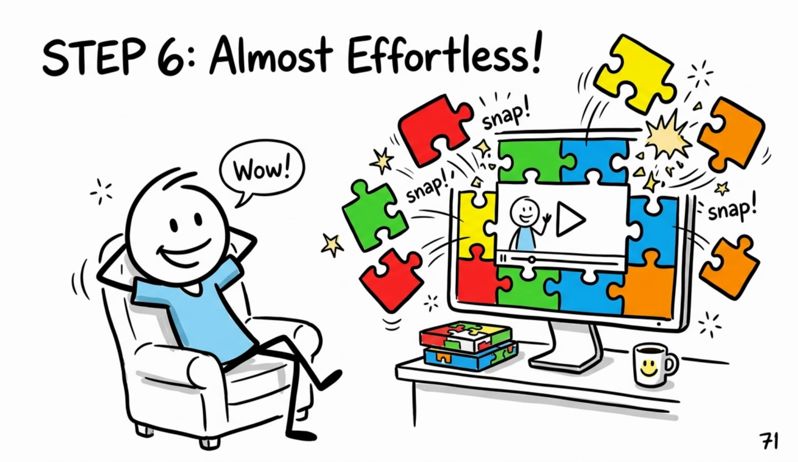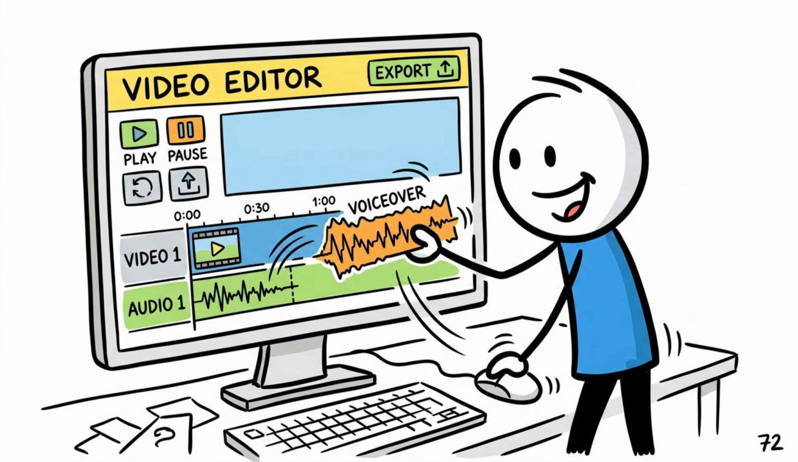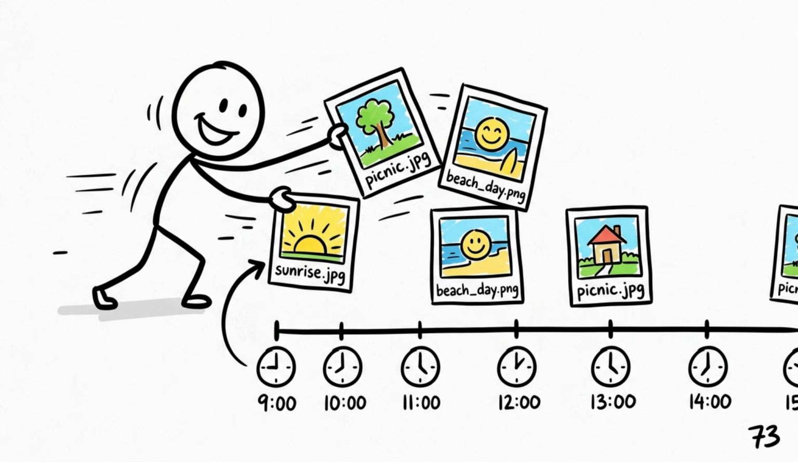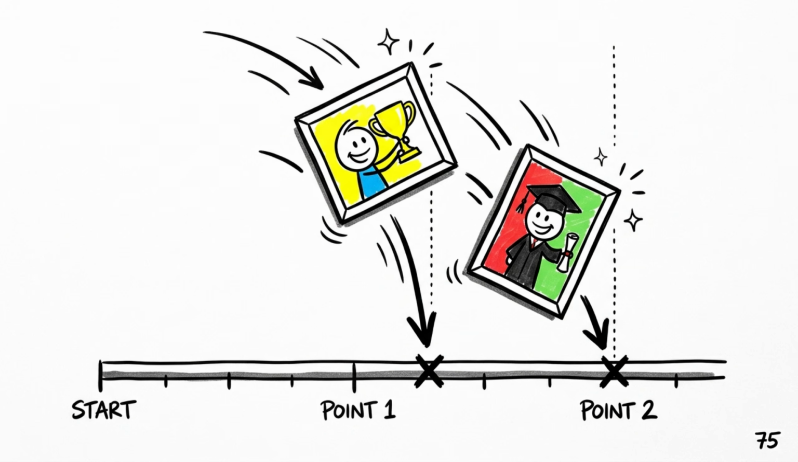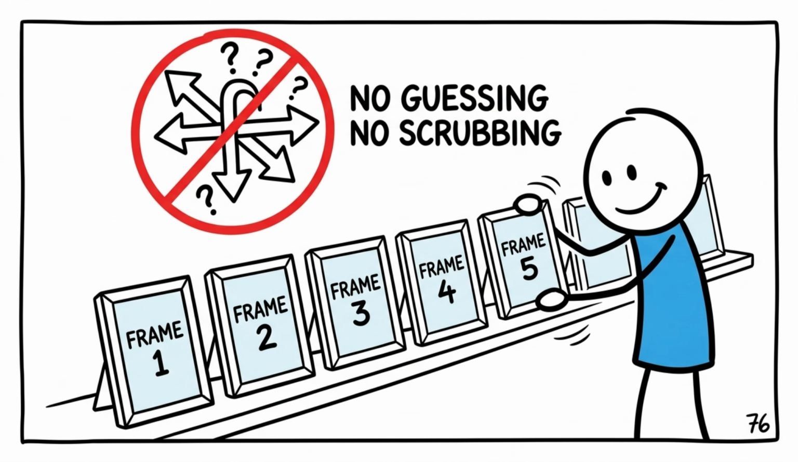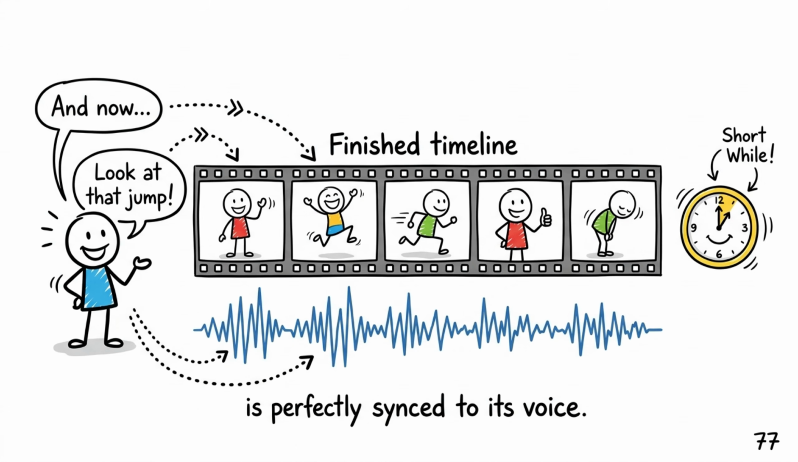Step 6 is assembly, and it's almost effortless. Open your video editor, drop in your voiceover, and drag each image onto the timeline using the timestamp in its file name. The 0-second image goes at the start. The 7-second image goes at 7 seconds. The 15-second one at 15. You're just lining them up by their names. No guessing, no scrubbing back and forth. In about 10 minutes, your visuals are perfectly synced to the voice.